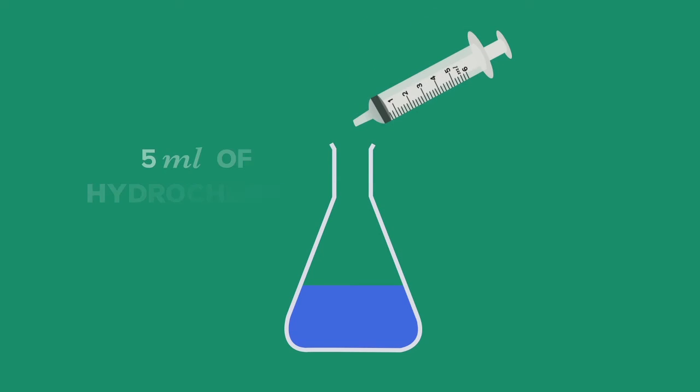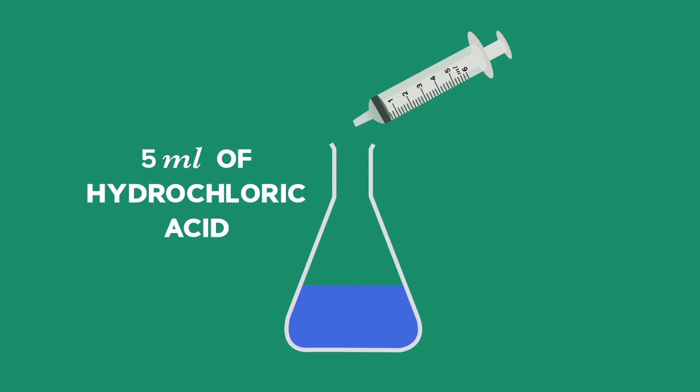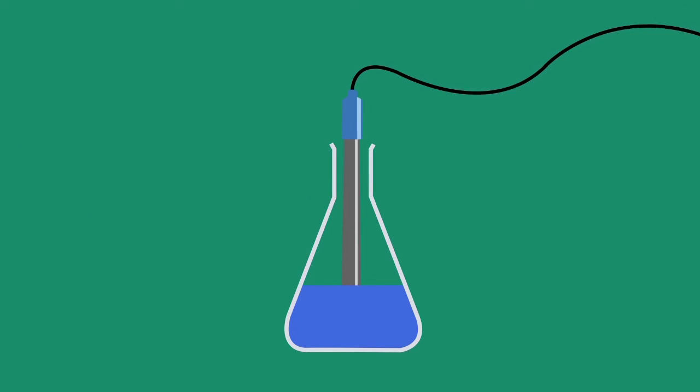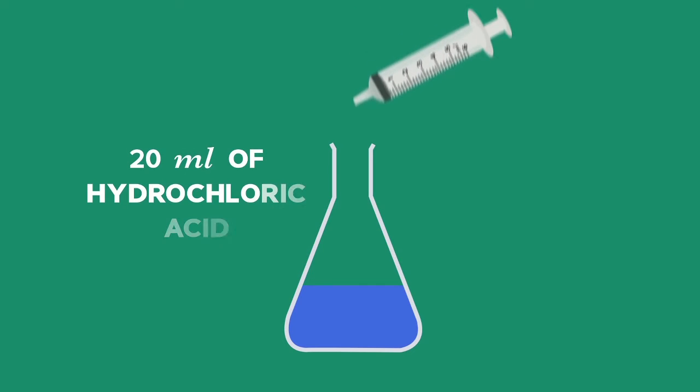Add 5 milliliters of hydrochloric acid to the base. Use the pH probe to stir the contents gently. Take the pH reading. Note the color of the indicator. Repeat this step 15 times.